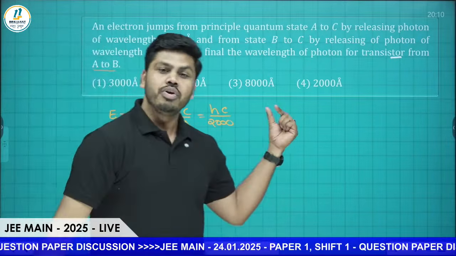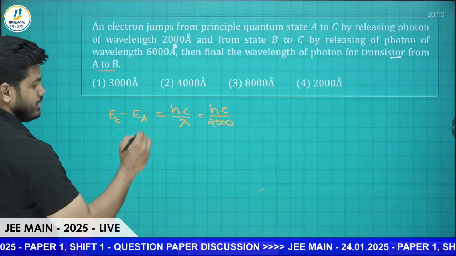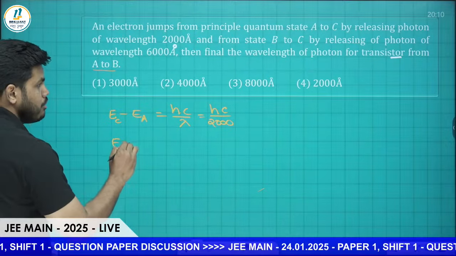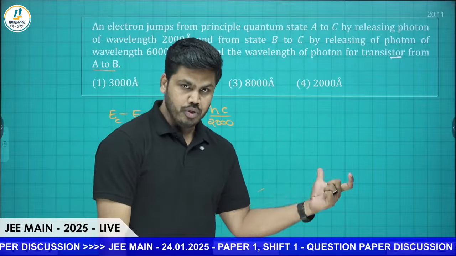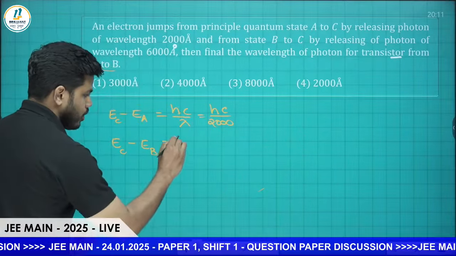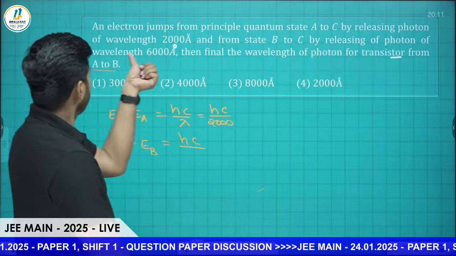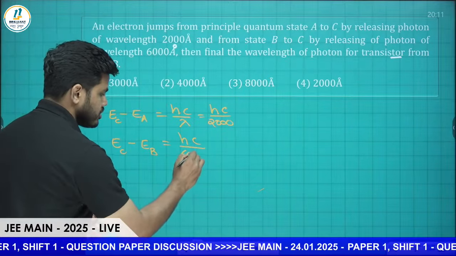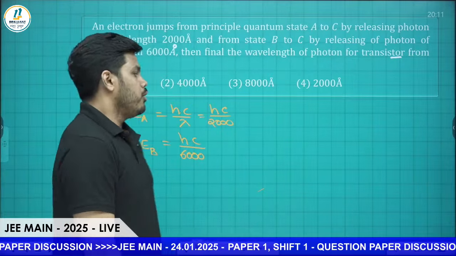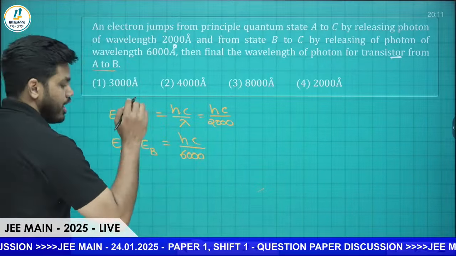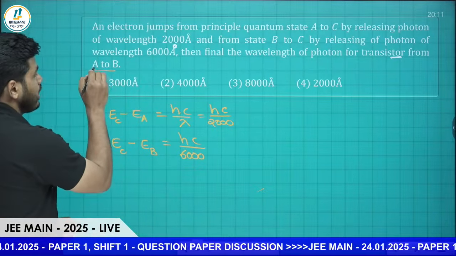Let us check the next transition. It is from B to C, correct? So how will you write the equation for that? Energy level of C minus energy level B, energy difference between the two initial and final energy levels, is equal to hc divided by what? Hc divided by the new wavelength, which is given as 6000 angstrom, right? 6000 angstrom. Fine. Now you have to find out what is the wavelength of the photon emitted from A to B.